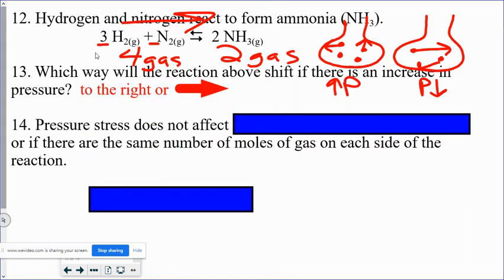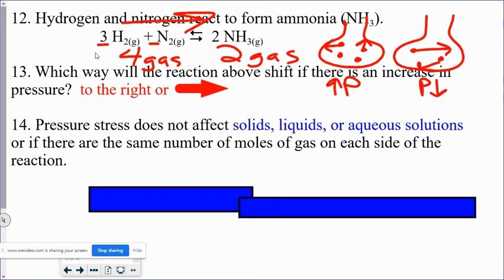So it's going to shift to the right to the 2 gas molecules. Pressure does not affect what? Well, if it only affects gases, it does not affect solids, liquids, or aqueous solutions. So when the stress is pressure, we only have to look at the gases.